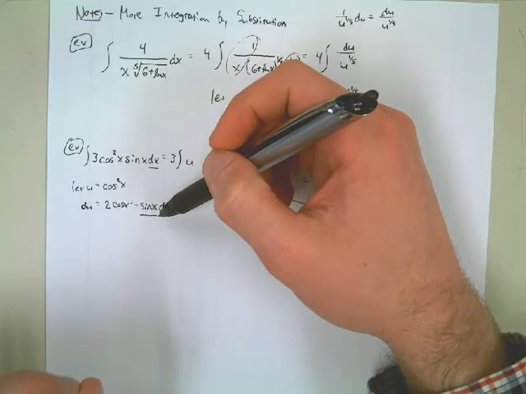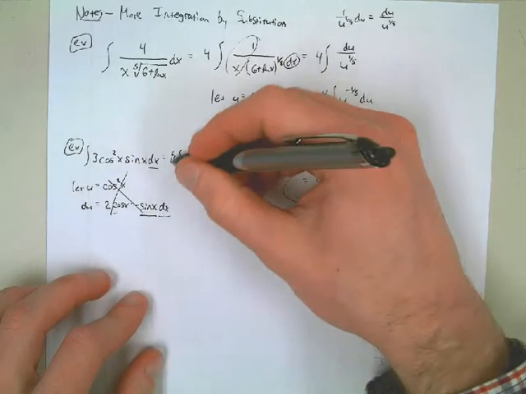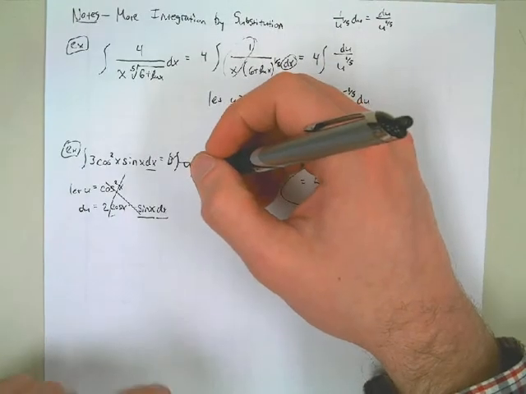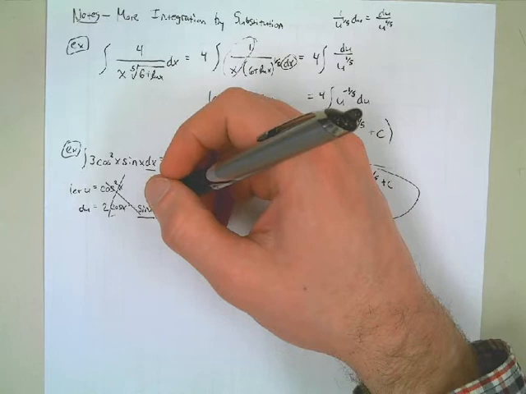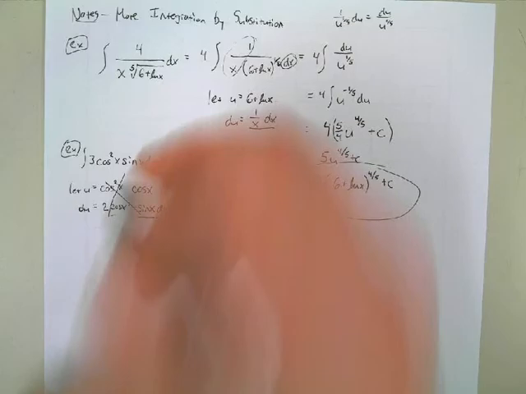Yeah, we didn't choose right with the u. You chose poorly, but that's okay. Cosine x. You were close, Christian. You just want the cosine of x.